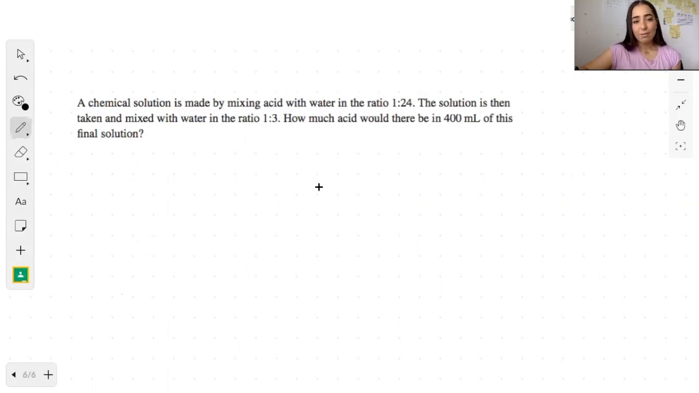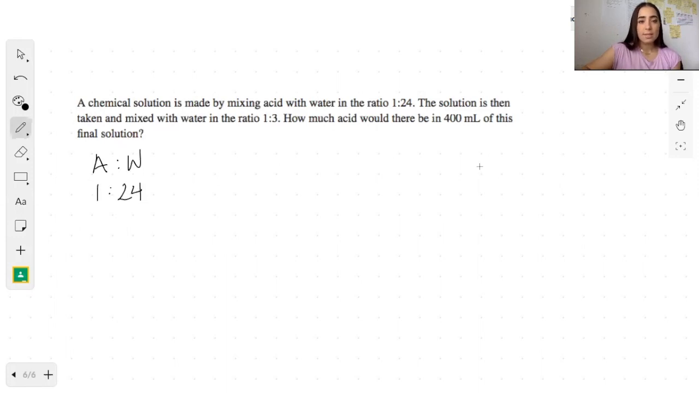Okay, now finally, let's attempt this question. So this, I would say, is probably the most difficult, just because it's combining 2 different ratios. But we're going to do this together and hopefully we can find the correct solution. So a chemical solution is made by mixing acid with water in the ratio 1 to 24. So I'm going to write that down, acid to water in the ratio 1 to 24.